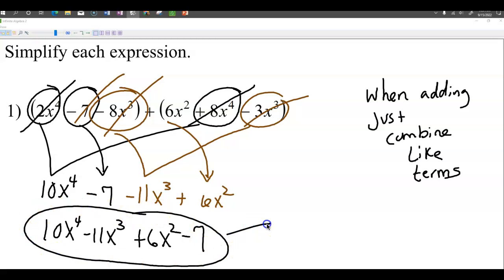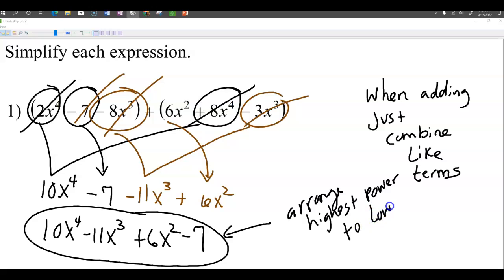So you might want to make a little note: arrange highest power to lowest. Now, you're not wrong if you don't do this, okay? But I just want you to know on a multiple choice test, it will probably be arranged in that way. So just make it easier to find. Okay? So I'll leave that up there in case you guys are still writing, but that's adding, that's combining like terms.